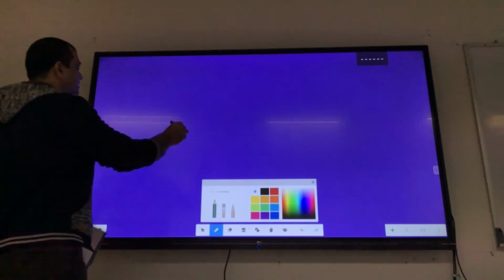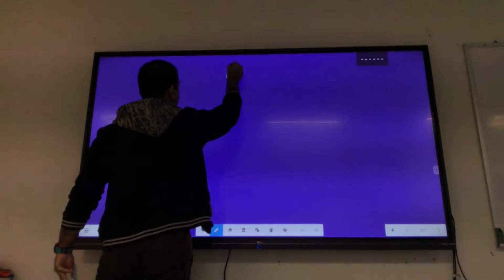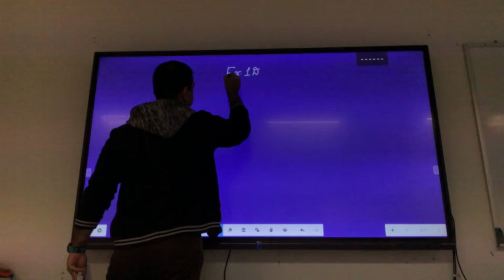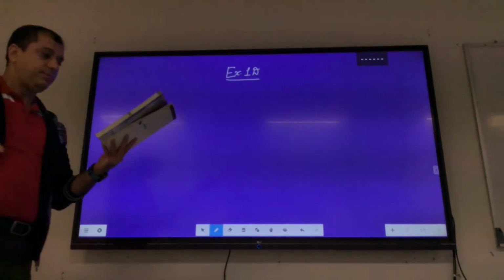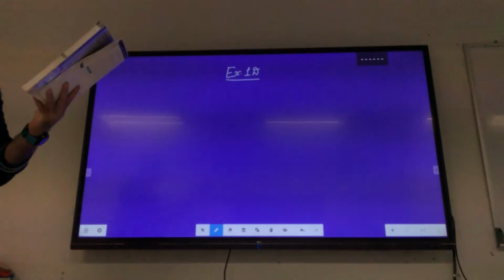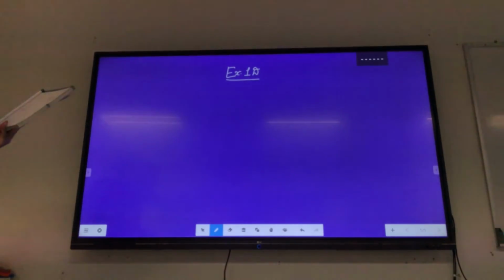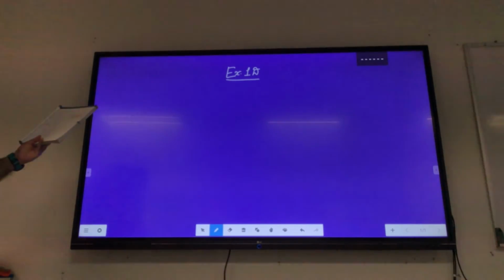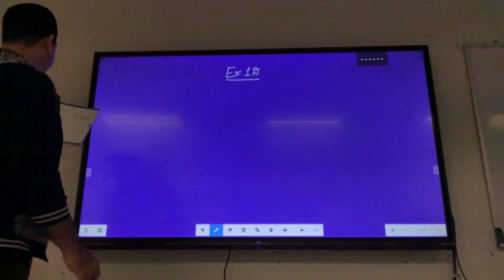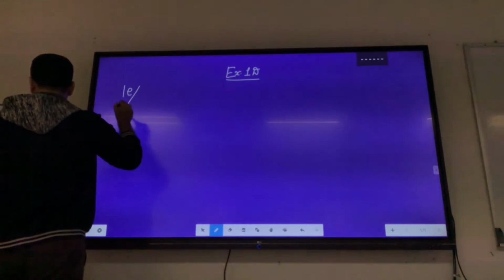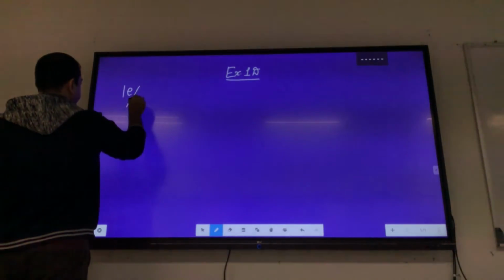Alright, so we are learning exercise 1D, page number 13. Let's try one question randomly, for example the E part. Okay, let's try 1E, page number 13.